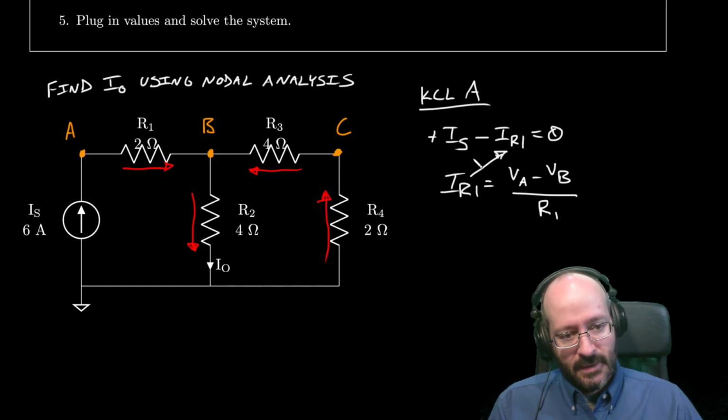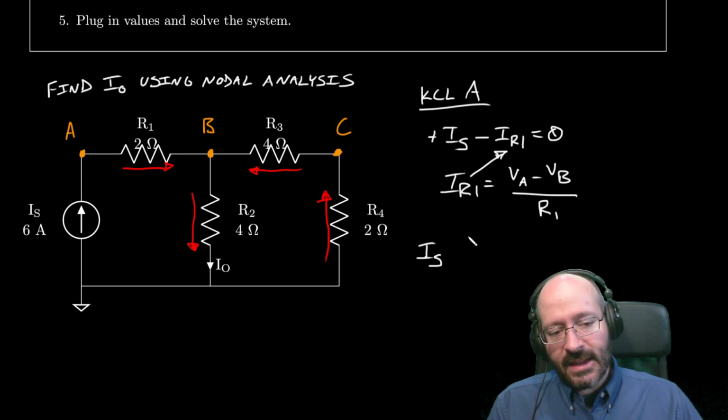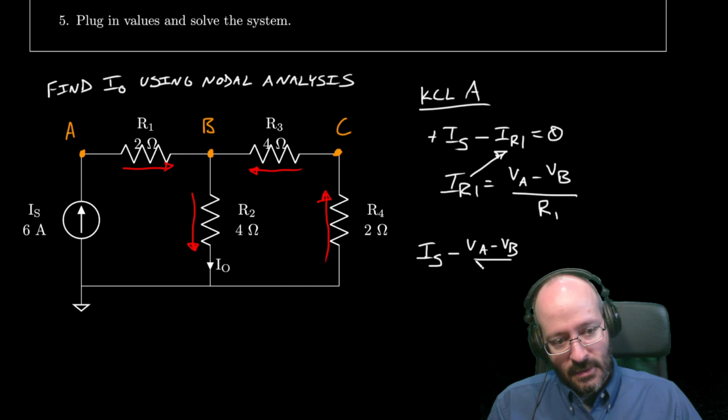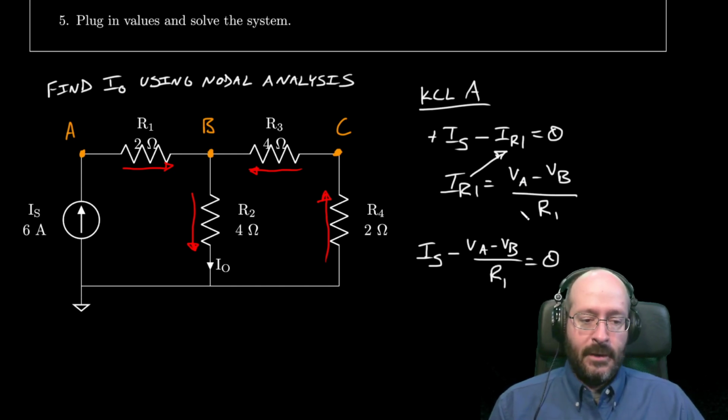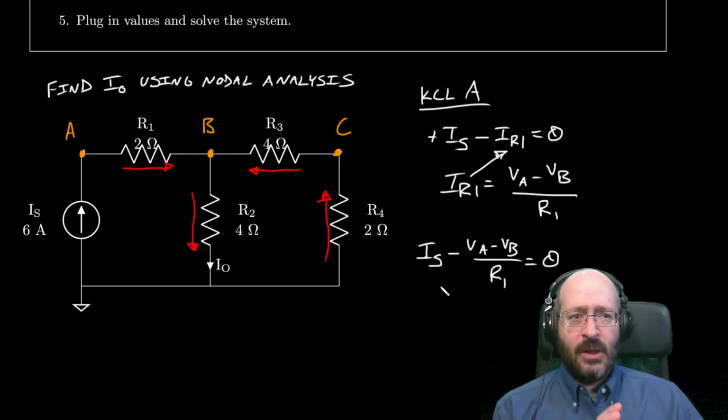Plug that in there. So IS can come down. The negative sign comes down. Okay, so that negative sign comes from the KCL. IR1 itself is what I have written here: VA minus VB over R1. And that's equal to 0. Okay, that's close to my equation.